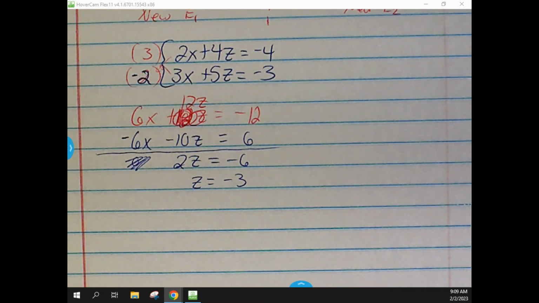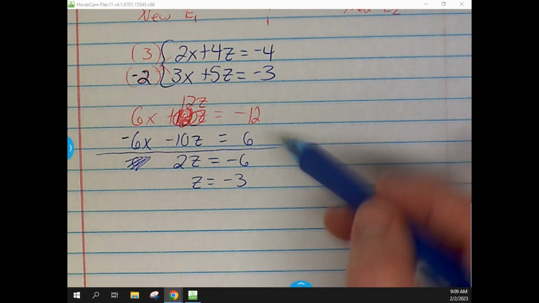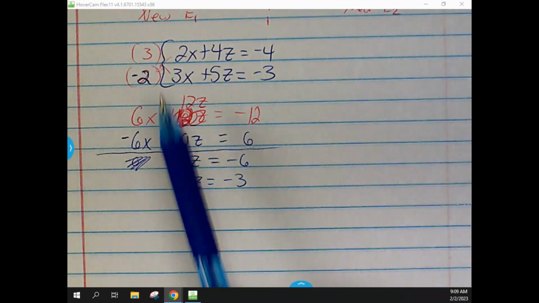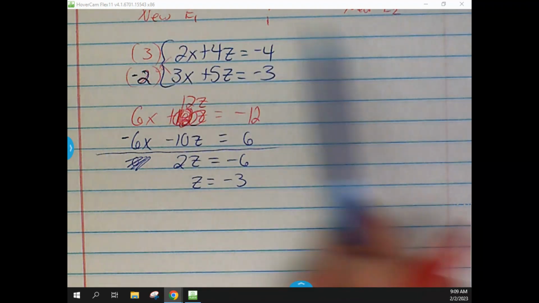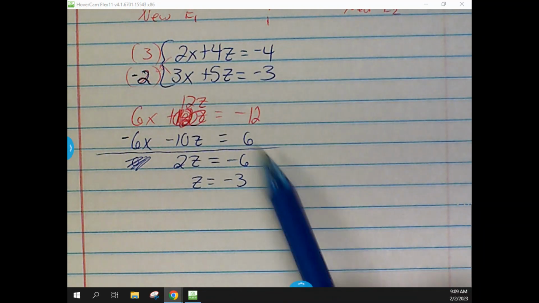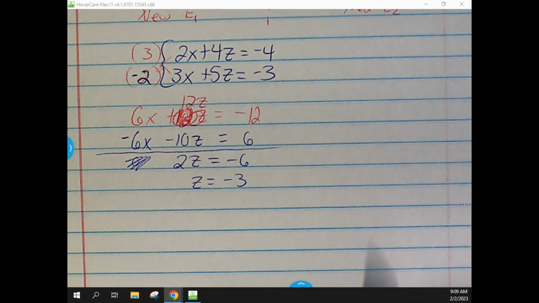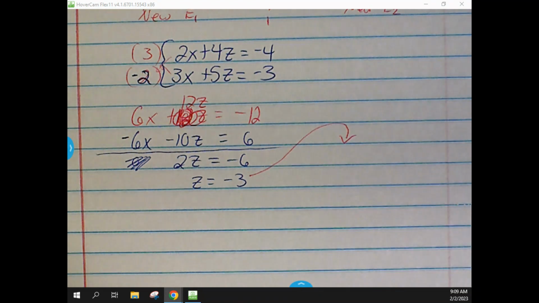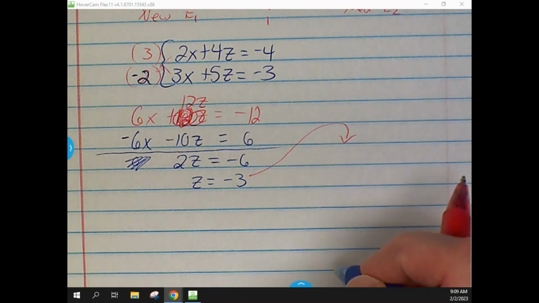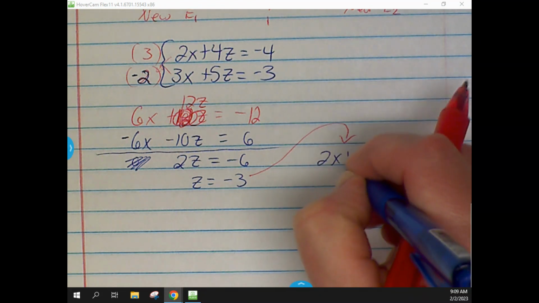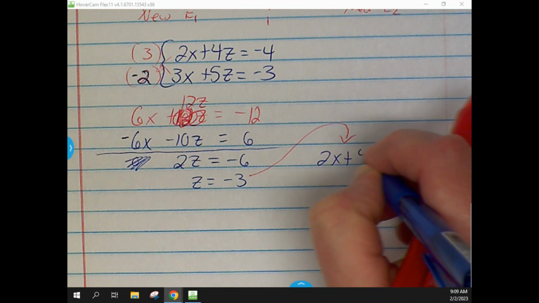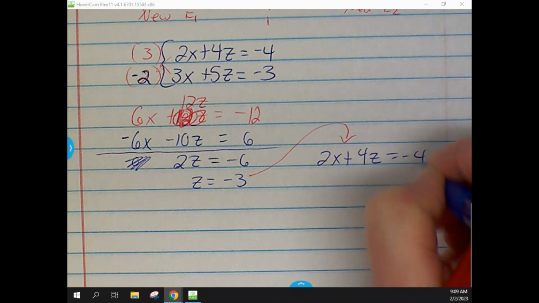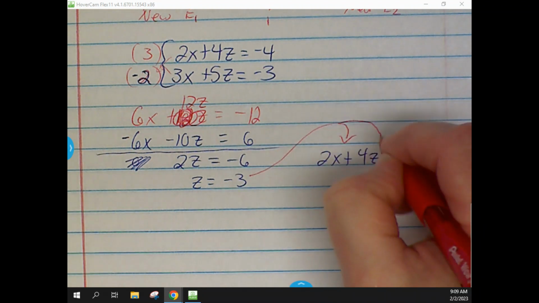Okay. And again, now we're right back in the same boat we've been. Before we get back to the originals, we're going to go back to either one of these two new equations we have and take that z equals -3 and plug it back into either one of these two new equations. Doesn't really matter. Just pick one. I'm just going to go with the first one. We're going with 2x plus 4z equals negative 4.